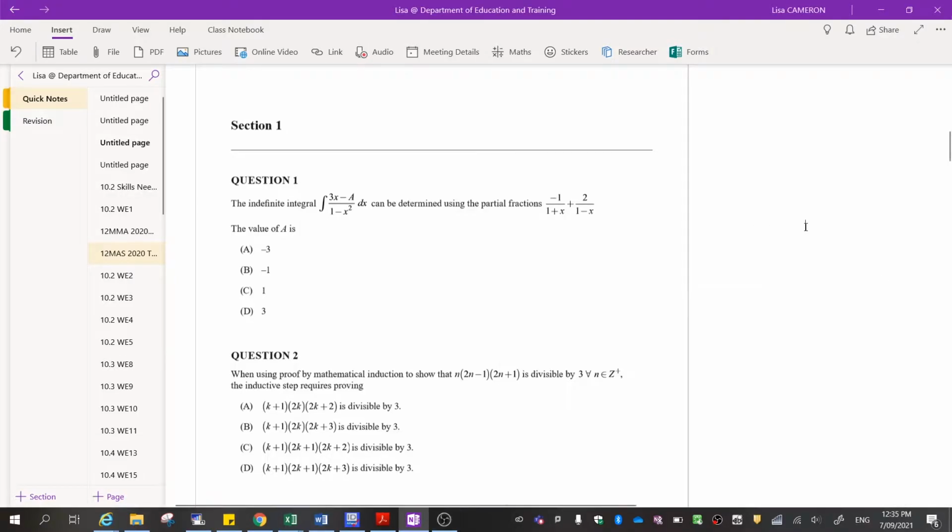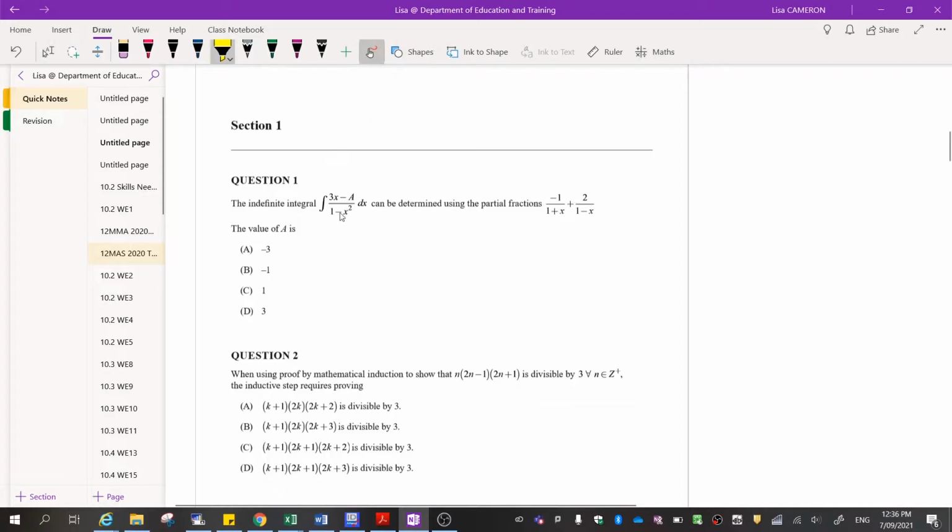Okay, so let's chug through a couple of these. So question 1, we've got an indefinite integral here, and we need to determine what a would be using these partial fractions. Now, the first thing to note is that in between the 3x and the a, there is a negative, not a positive.